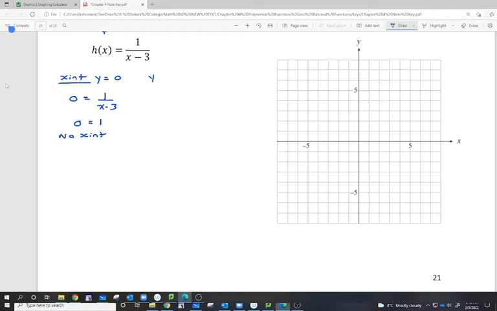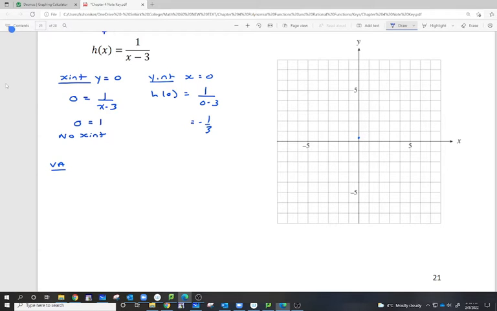Okay, now I'm going to find the y-intercept by letting x equal 0. h at 0 equals 1 over 0 minus 3, which is negative a third. So I could, if I wanted to, right away put that point in there, but we don't have to be that specific.